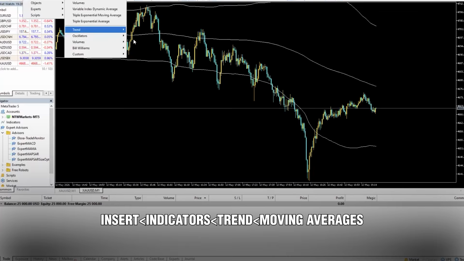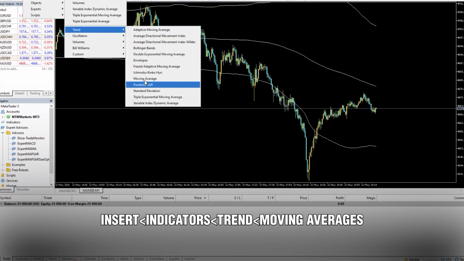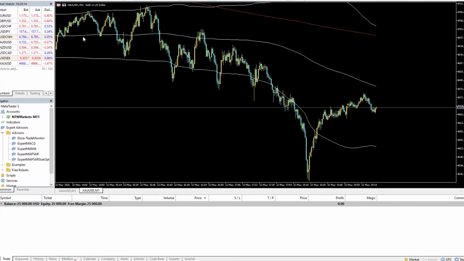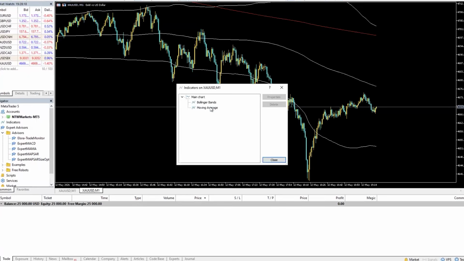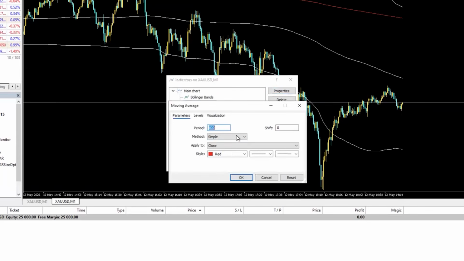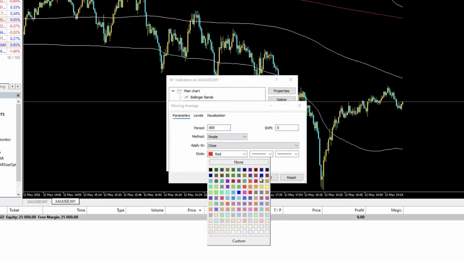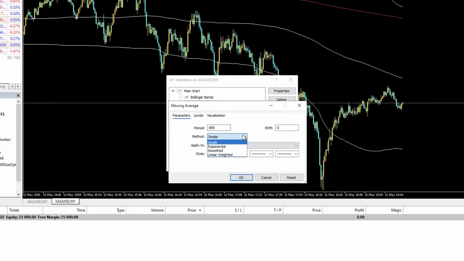So we're going to go to trend. We're going to add moving average. Okay, that's the moving average 800. Let's go to charts, let's go to indicators. We're going to make sure that we color this one dark blue. Well, blue, right? And this one is going to stay simple, just like that.